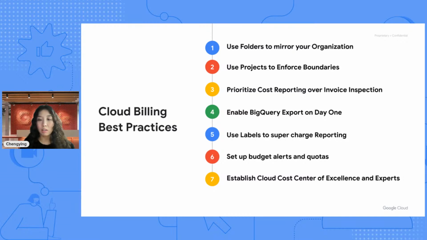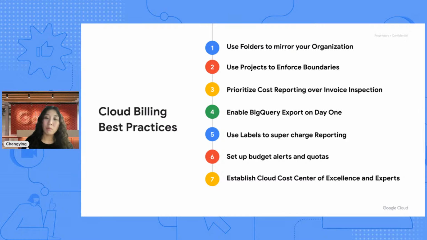The second one is to use projects to enforce boundaries, because projects represent a trust boundary within your company. So services within the same project shall have a default level of trust. And third, prioritize cost reporting over invoice inspection. The reason is, in order to understand your invoice, it is recommended to have cost reporting to understand where costs come from, so that it will help you reconcile your invoice as well.